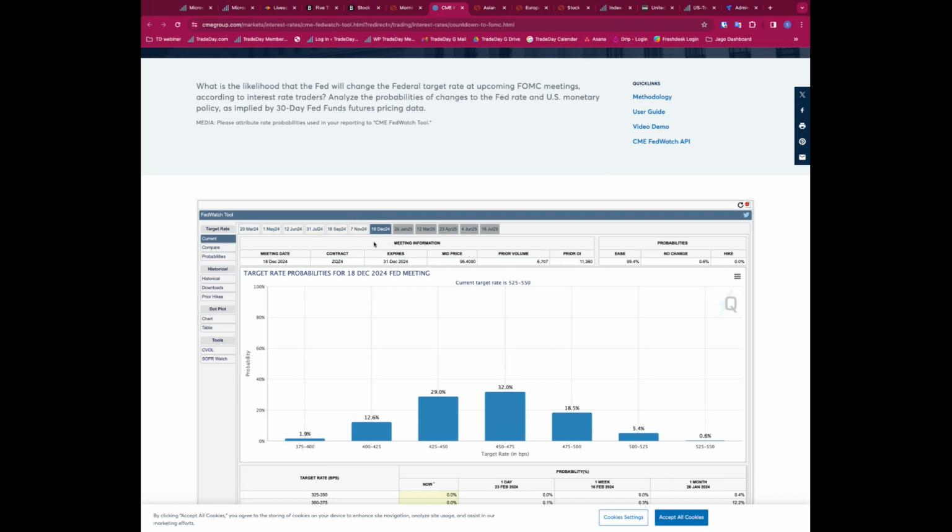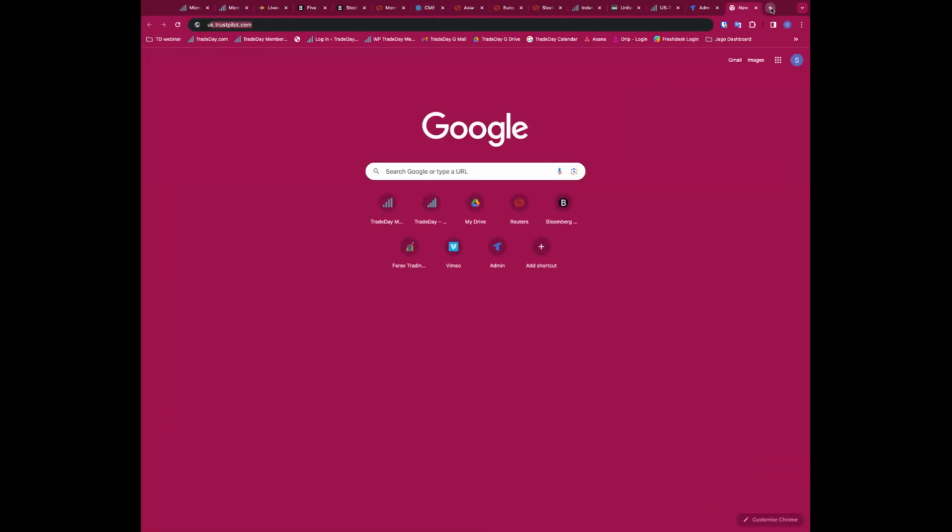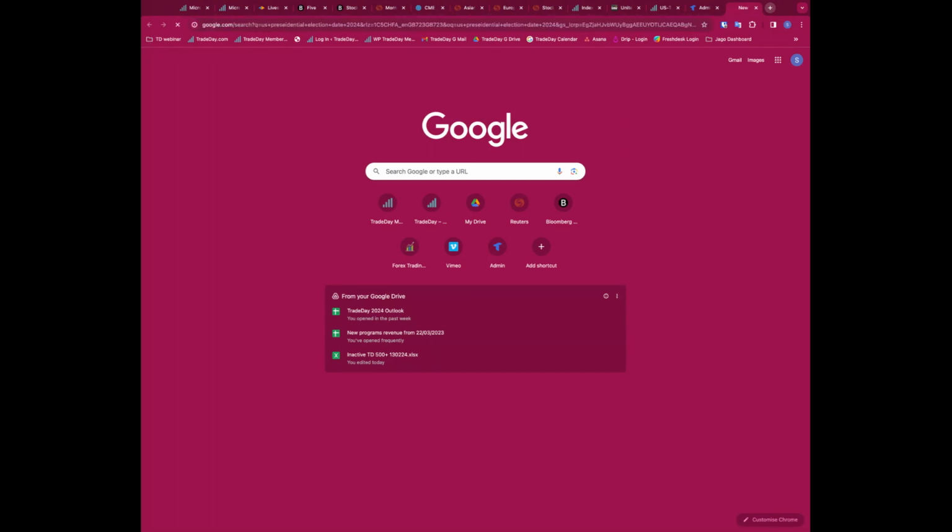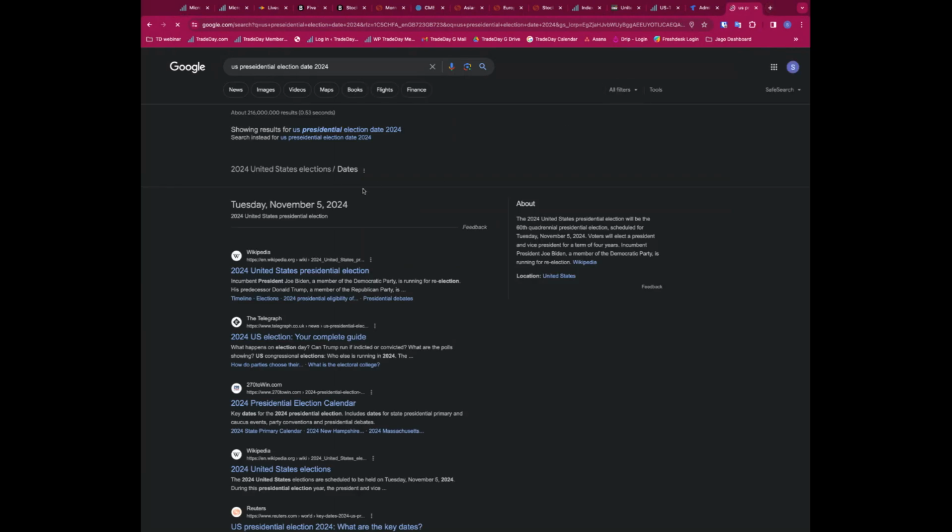Obviously, at the end of the year, you've got the whole thing around the election, and they don't tend to. What is the actual date of the election? Does anyone know that off the top of their head? November the 5th. There we go. November the 5th. Now, it's interesting, actually.